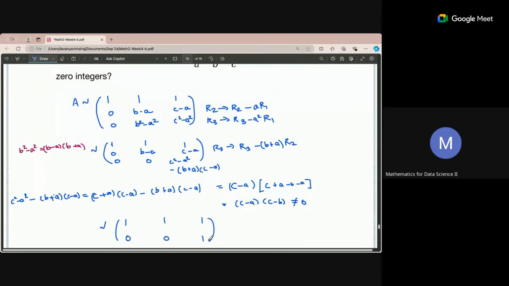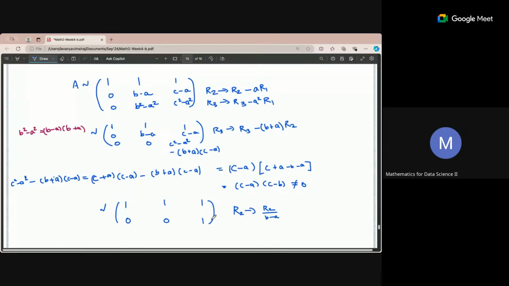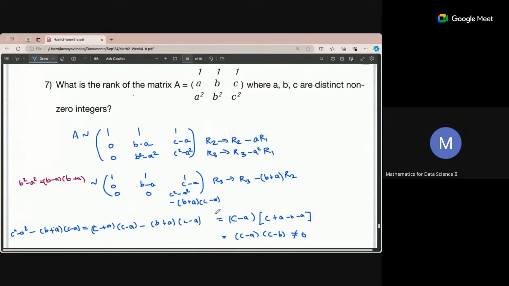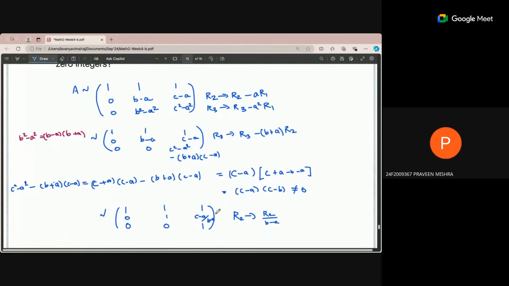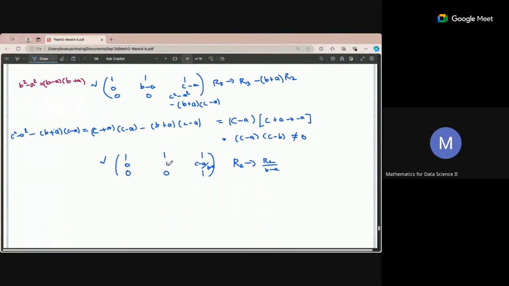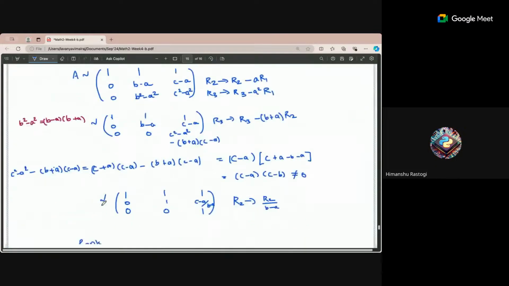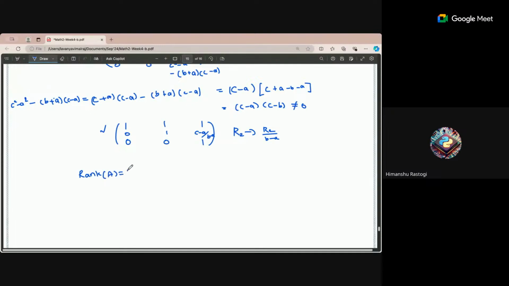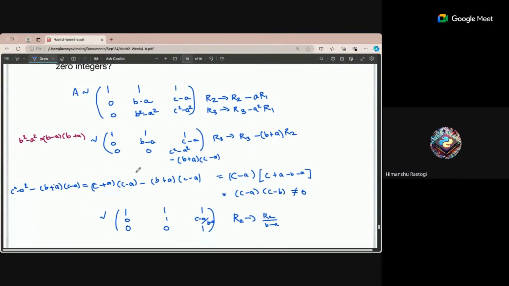What can we do for R2? You can divide R2 by B minus A, because you know that B minus A is non-zero. So you will have 0, 1, C minus A by B minus A. Now can you tell me what is the rank of this matrix? You have 3 non-zero rows. So the rank of the matrix is 3. Is this clear?